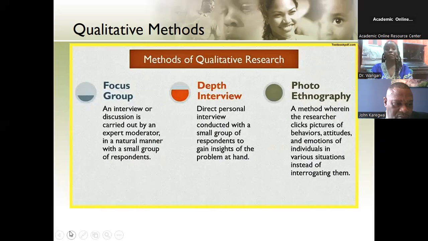Then qualitative methods. Focus group, just to explain, is a discussion with an expert moderator in a natural manner, with a small group of respondents, and each of the sentiments elicited by each respondent is carefully recorded and analyzed. This focus group discussion data is usually transcribed in order to be analyzed using qualitative approaches. Then, of course, photo ethnography, you can use photos. You take clicks of pictures and you're able to understand various situations, phenomena, stories, and things like that.